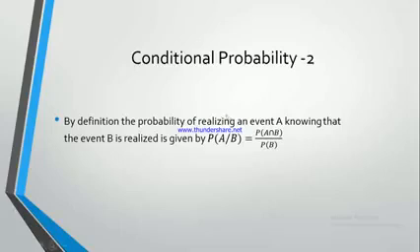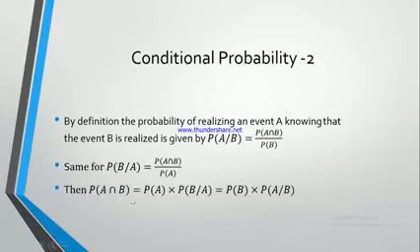By definition, the probability of realizing an event A, knowing that the event B is realized, is given by P of A given B, or P of A such that B happened, is P of the intersection of A and B over the probability of B. Same for P of B given A, it's the probability of the intersection again over the probability of A. And now we can conclude that the probability of the intersection is the probability of A times the probability of B given A, or the probability of B times the probability of A given B.